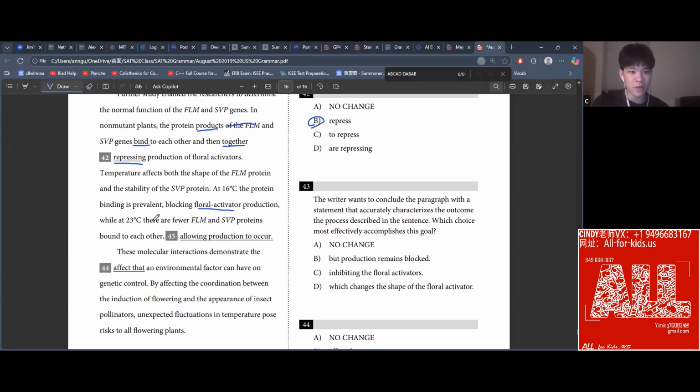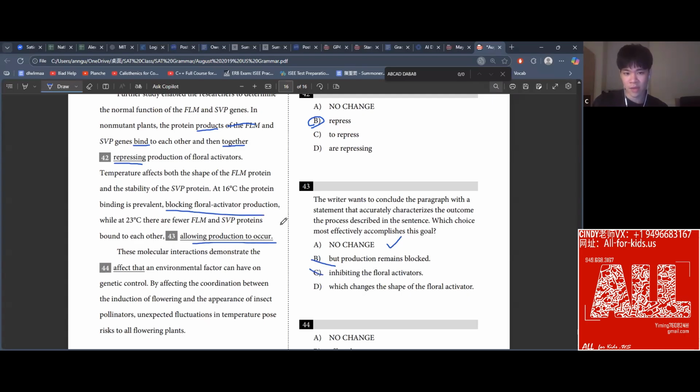Whereas at 23 degrees Celsius, there are fewer of these two proteins, which should allow the production to happen. So the relationship is that if it's cold, there's more FLM and SVP, which stops flowers from occurring. If it's warm, there's less of this, which means there will be more flowers. So allowing production to occur is correct. Production remains blocked, no. Inhibiting floral activators, no.